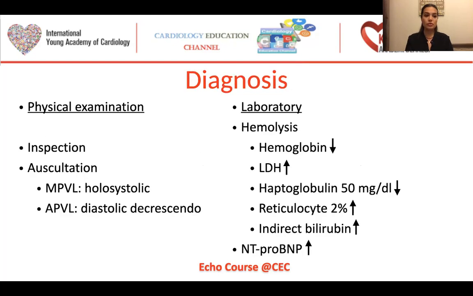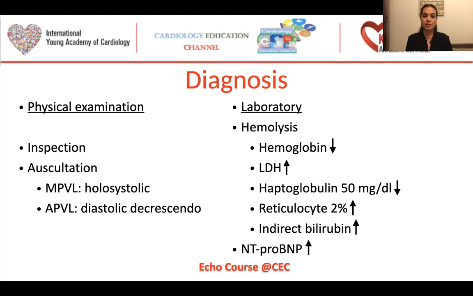In the diagnosis with physical examination, actually with inspection, we can get a lot of information. We can see the heart failure symptoms, and in hemolytic anemic patients, we can see the icteric color due to the increased indirect bilirubin levels. With auscultation, we can hear a holosystolic murmur in mitral paravalvular leakage, and in aortic paravalvular leakage, we can hear a diastolic decrescendo murmur.